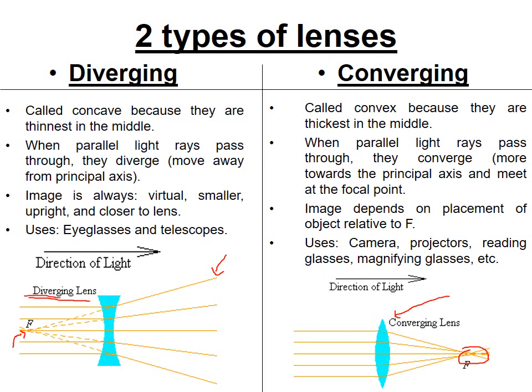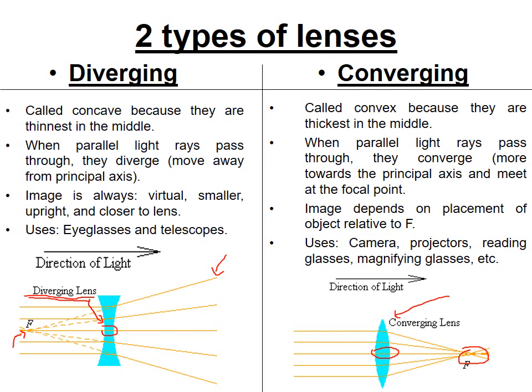So a diverging lens, another name for that is the concave lens, because it curves inwards. It's thinner in the middle than it is at the edges. And the converging lens can be called a convex lens because it bulges outwards on both sides, so it's thicker in the middle than it is at the edges.